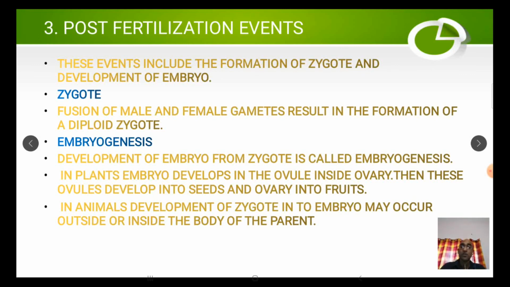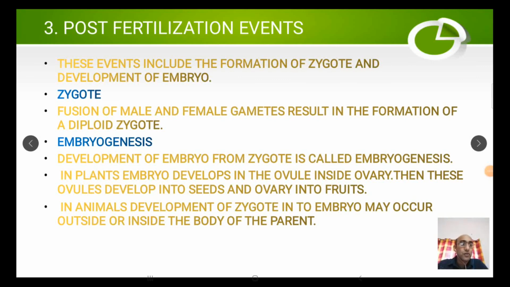Some other organisms are called viviparous organisms. Here the zygote develops into an embryo inside the uterus of the mother's body. Here the embryo receives nourishment from the mother's blood through the placenta. In case of mammals, what happens? The zygote develops into the embryo inside the uterus of the mother's body. Okay, so this is what sexual reproduction is all about.